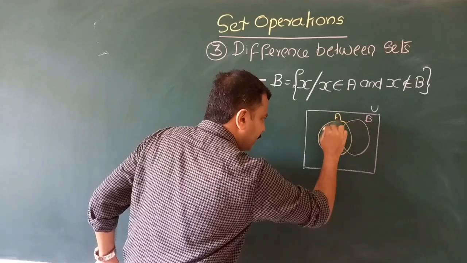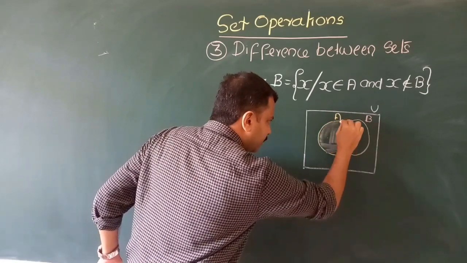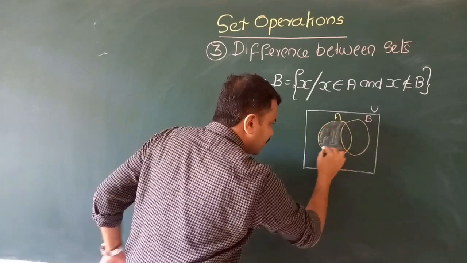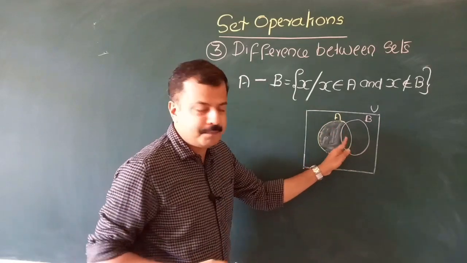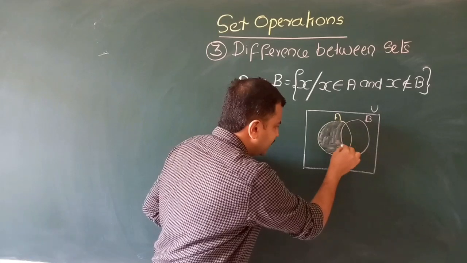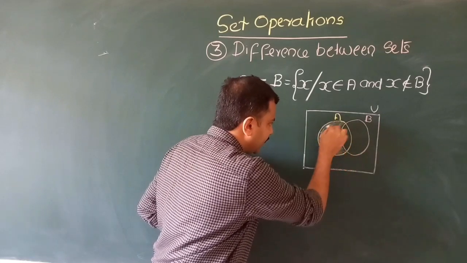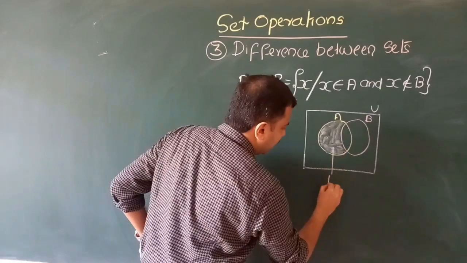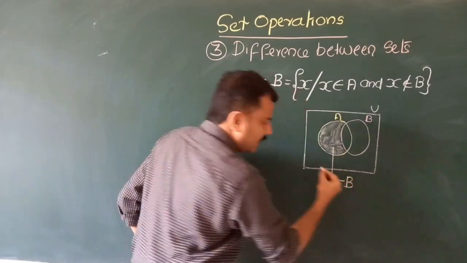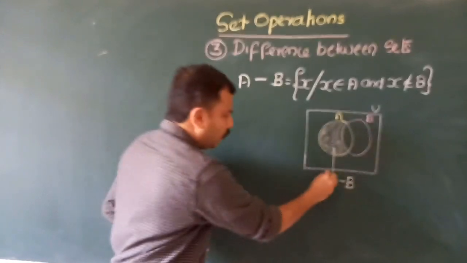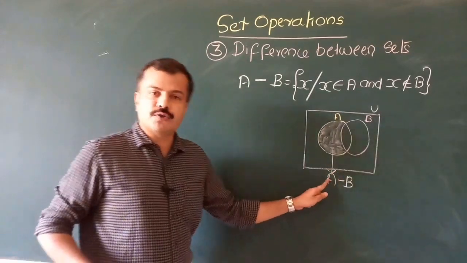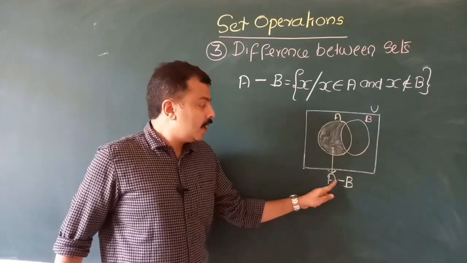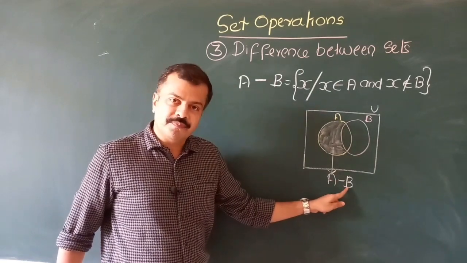of set A, this shaded portion of set A that belongs to this set but does not belong to set B, because this portion belongs to set B as well. That means only this shaded area is nothing but the A minus B. So A minus B consists of all those elements that belong to the set A, is a member in the set A, is an element in the set A but does not belong to set B.